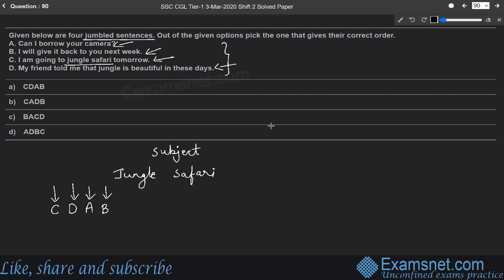So this is the proper order. Remember that whenever you arrange jumbled sentences, all the sentences should follow one by one. Like sentence D is followed by C, sentence A is followed by D, and sentence B is followed by A. So in this way, we get a proper meaning of the given sentences. I hope you are clear with this question. And for this question, the correct order is C, D, A, B. So the correct option here is option A.